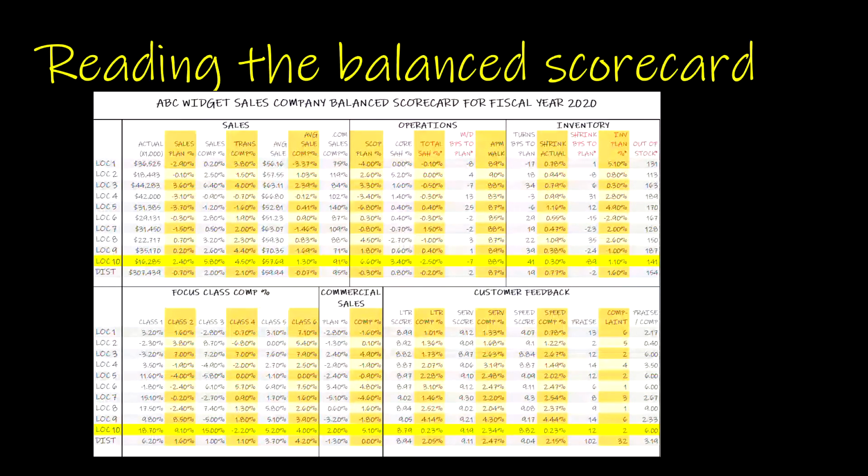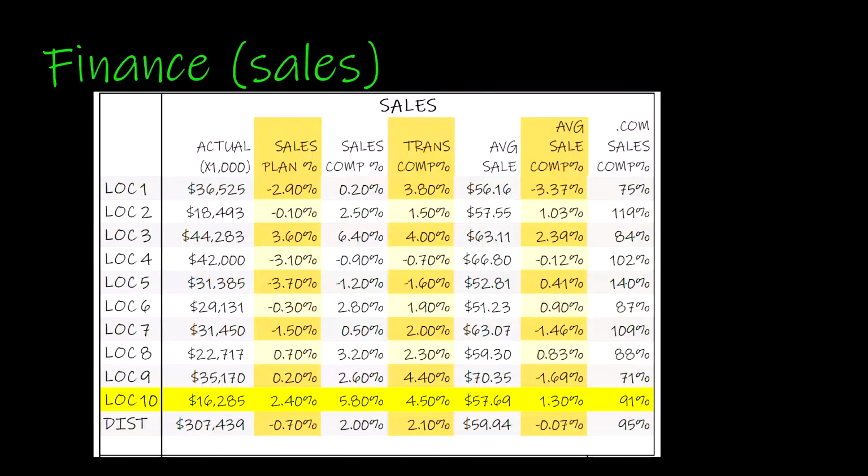So we're going to start by zooming in on the sales section, which would reflect some of the financial points that we spoke about earlier. And as we look here, what we'll see is here's location 10 highlighted. The first metric that we have is actual sales, and then in parentheses it says times 1,000. Okay, the sales for this unit aren't actually 16,000, they are $16 million. That's what the times 1,000 means.